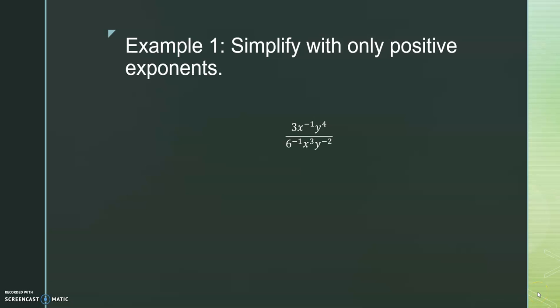So our x to the negative 1 will move to the denominator, our 6 to the negative 1 and our y to the negative 2 will move to the numerator. So we're going to have 3 times 6 times y to the fourth, y to the second, divided by x to the third, x to the first. Now we can simplify. 3 times 6 is 18, y to the sixth, divided by x to the fourth.